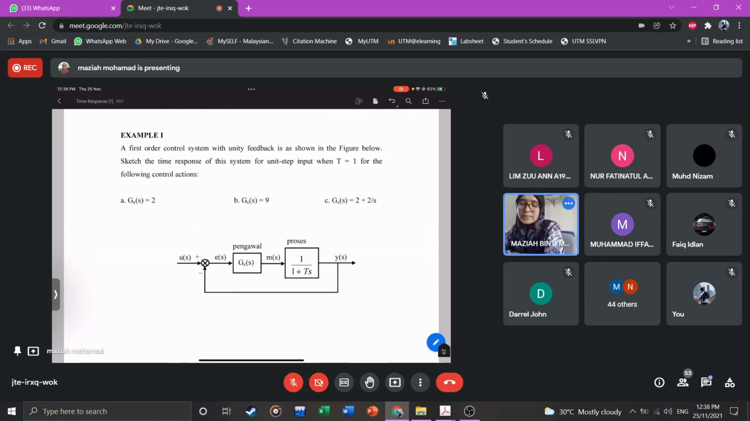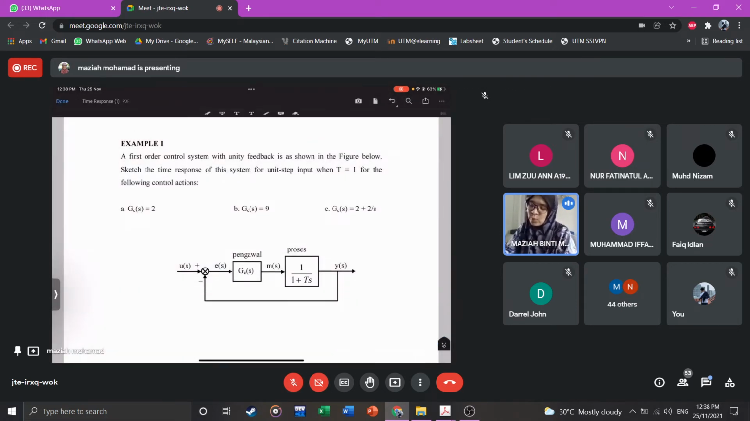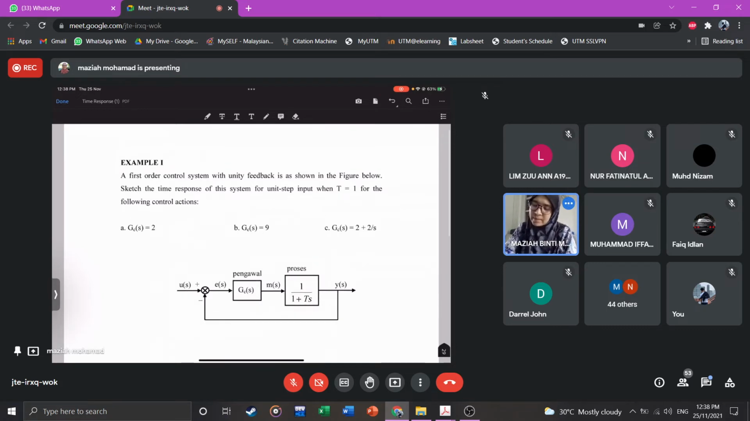Example here: a first order control system with unity feedback. I hope you already understand, if I say unity feedback, it is a feedback with a value of 1. This is the feedback, and the transfer function is 1, so that's why we call it unity feedback. It's already mentioned it is a first order system, so we can expect the transfer function will be first order. So this is the system.